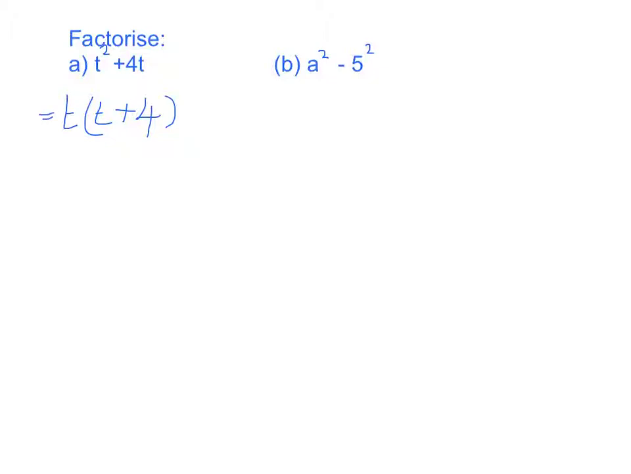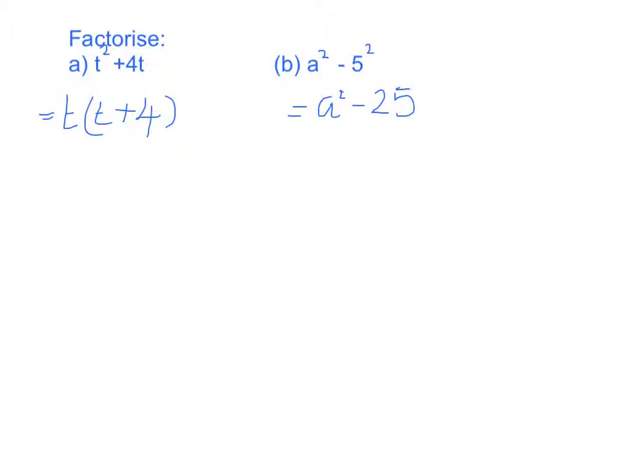For b, I am just going to multiply this one out because I don't think it's a very good question. So I've got a squared minus 25. 5 squared is 25. First thing I'm looking for is a common factor. Now there's no common factor in these. I've got a's in the first term, no a's in the second term, and I've got 25 in the second term, no 25 in the first term.